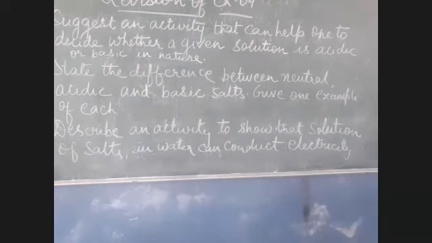Acidic salt: the salt formed by a strong acid and a weak base is called acidic salt. Example, NaCl. Neutral salt: the salt formed by a strong acid and a strong base is known as neutral salt. Example, AlCl3. Basic salt: the salt formed by a strong base and a weak acid is known as basic salt. Example, sodium acetate. Okay.